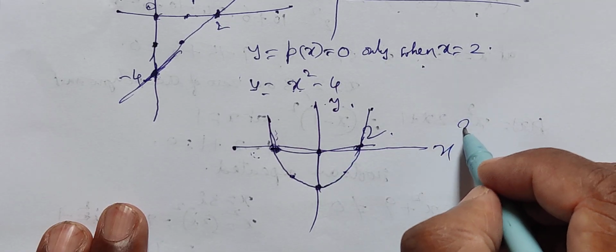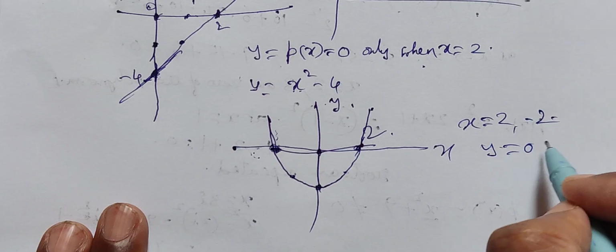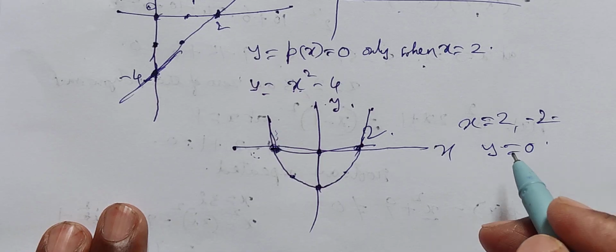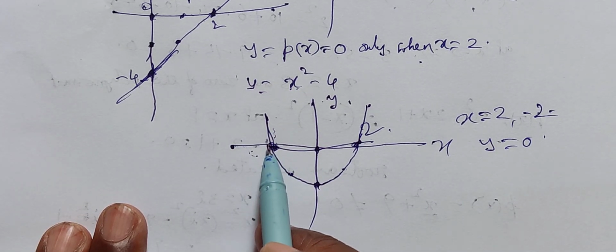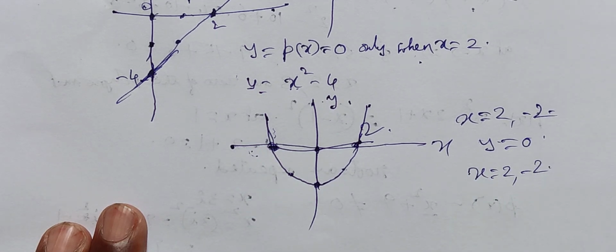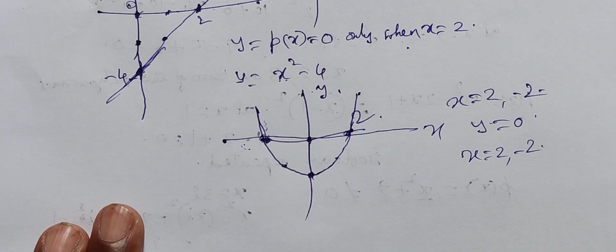When x is equal to 2 or when x is equal to minus 2, the y value is becoming 0. That means the number of values for which the given polynomial is becoming 0 is 2. So the number of zeros is 2. What are they? x is equal to 2 and x is equal to minus 2, or you can write minus 2 and 2. That means this is how you can find, for a given equation, how many locations we are having a 0 of y value.